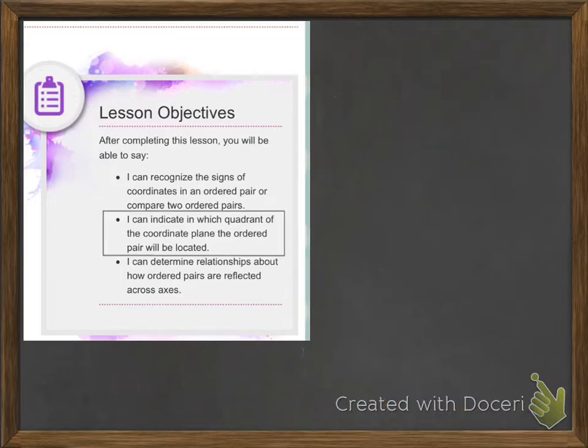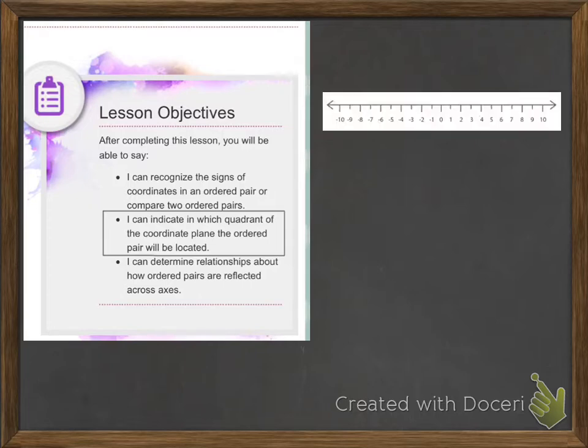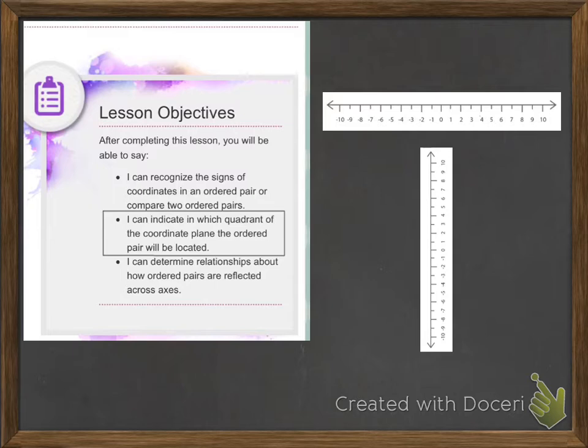So let's move on to the second objective listed in the lesson. This says, I can indicate in which quadrant of the coordinate plane the ordered pair will be located. So it's important to understand a coordinate plane. It is made up of a horizontal number line, one that goes from left to right, and a vertical number line, one that goes up and down. What you're doing is overlapping these. You're putting one on top of the other, and they're going to match up where the zeros are.